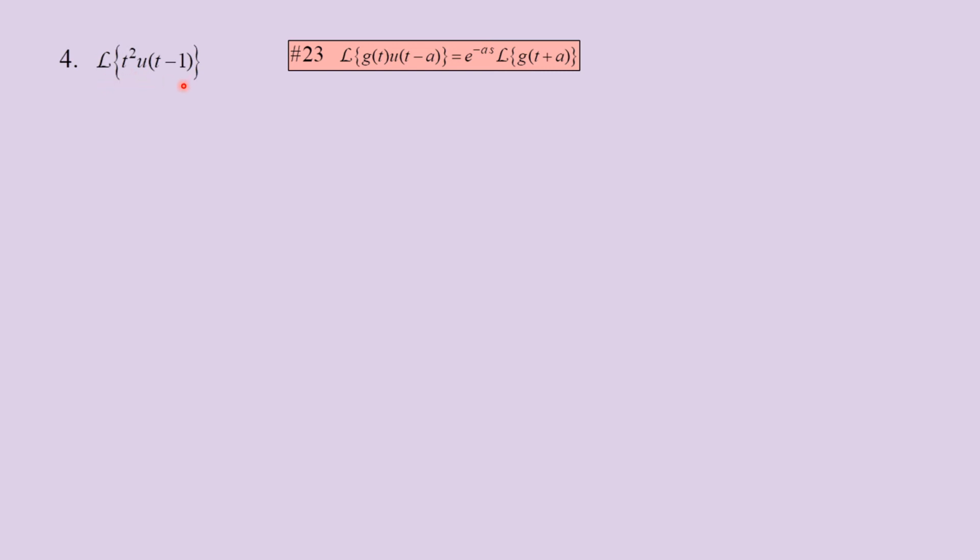So firstly, we have to identify the value of a. a certainly must be equal to 1. And g of t certainly is t squared in this problem. So you write g of t is equal to t squared.